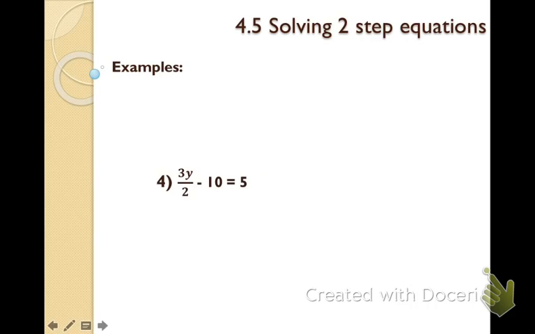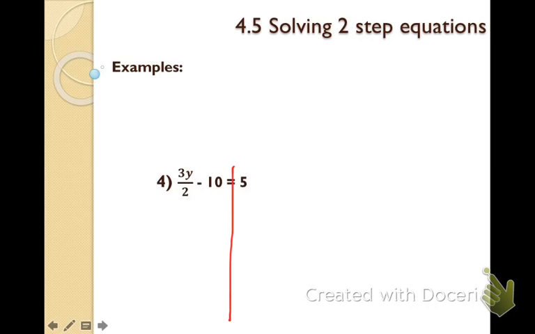Moving on. Okay, last example. This one's a little different, but just copy it down. We'll work through it. So first I check, are both sides simplified? Yes, they are. Okay, so I'm going to draw my line.